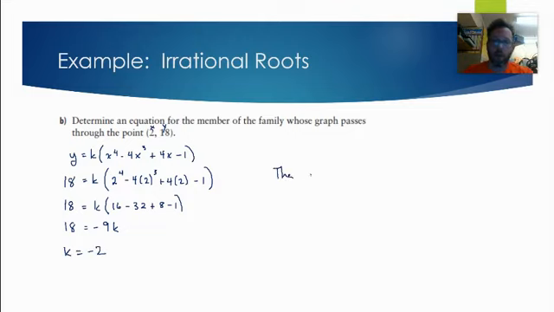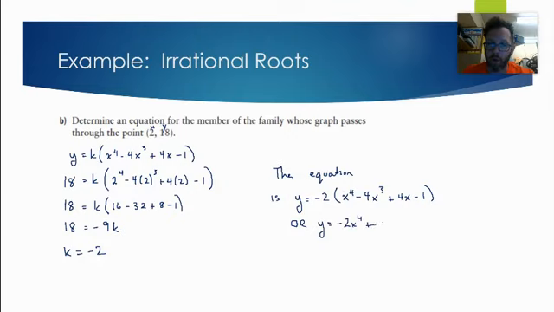And we've got it. The equation is y equals negative 2 times x to the power of 4 minus 4x cubed plus 4x minus 1. But we might write that as, just by distributing the 2, negative 2x to the power of 4 plus 8x cubed minus 8x plus 2.